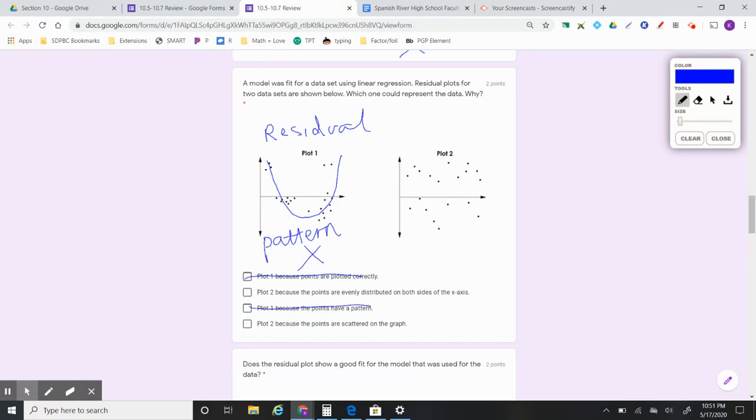And plot 2, a lot of people were choosing the wrong one here. It's specifically going to be this one because they're scattered and evenly distributed on both sides. Now I could draw something where they're going to be scattered. They could all be scattered all down here.